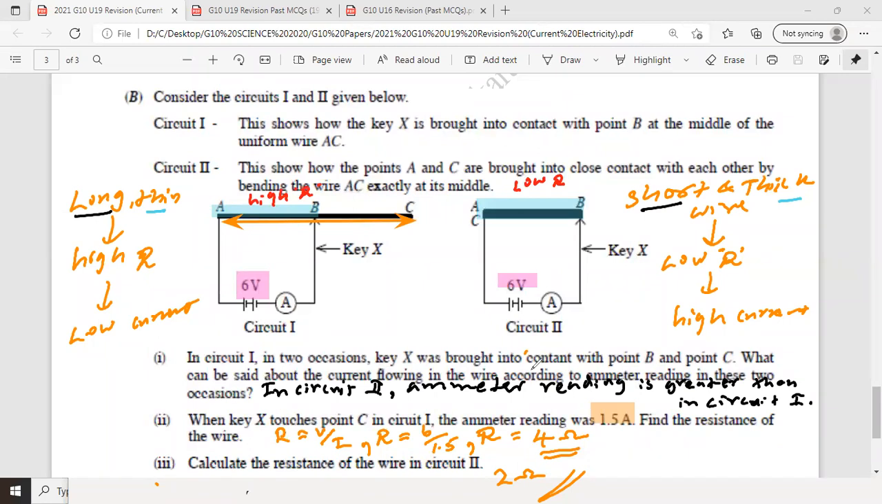When the length is reduced, resistance also reduces. Length is reduced by half, then the resistance also decreases by 50%. Length reduced by 50%, therefore resistance also decreased by 50%. That means it becomes half. Right, so that's the answer for this question. Then next one.